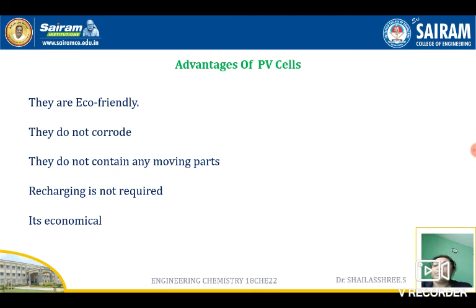Advantages: they are eco-friendly because there is no formation of toxic byproducts during operation. So it is environmentally friendly. They do not corrode. Usually in batteries there is a problem of corrosion, right? Because they store acid there. But PV cells do not corrode, and they do not contain any moving parts. As there are no moving parts, there are no wear and tear expenses.